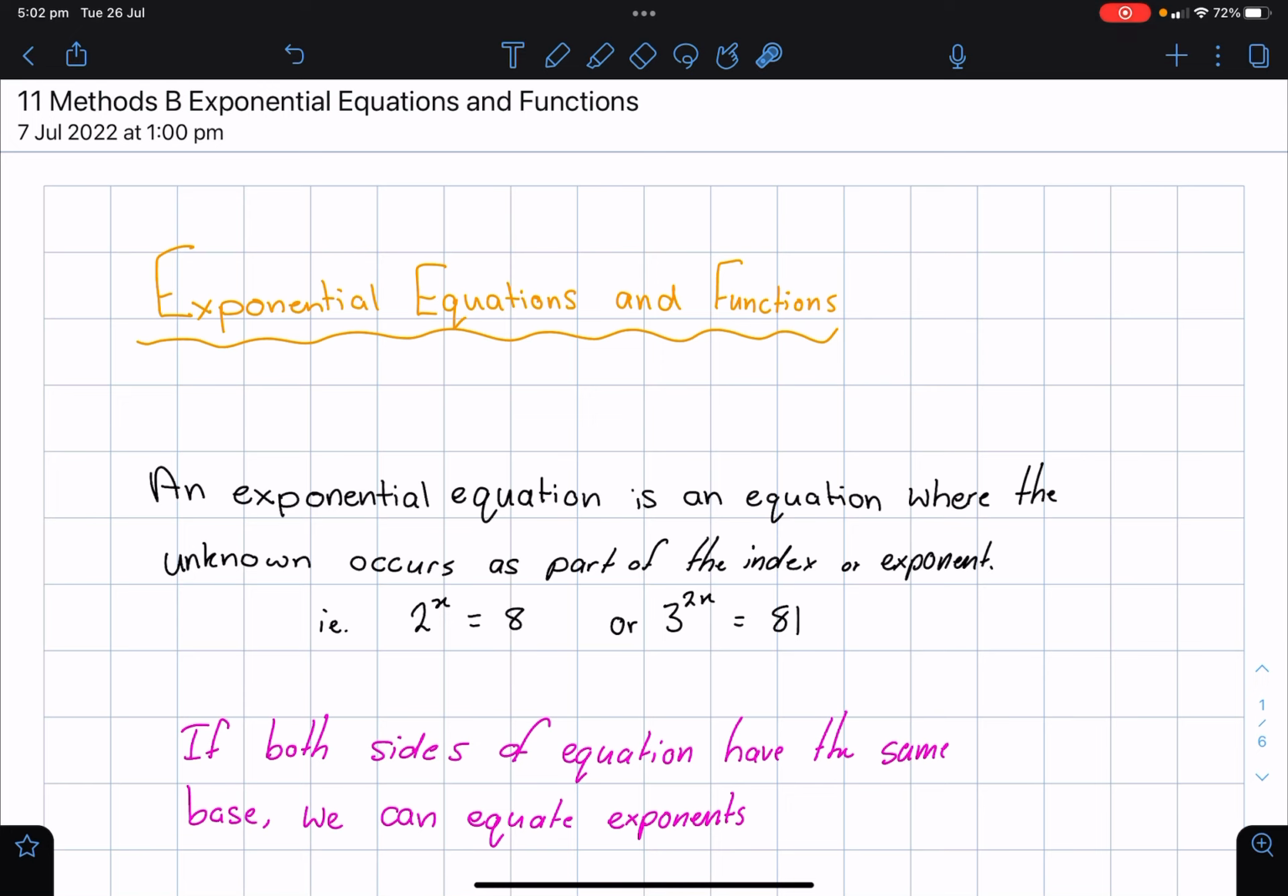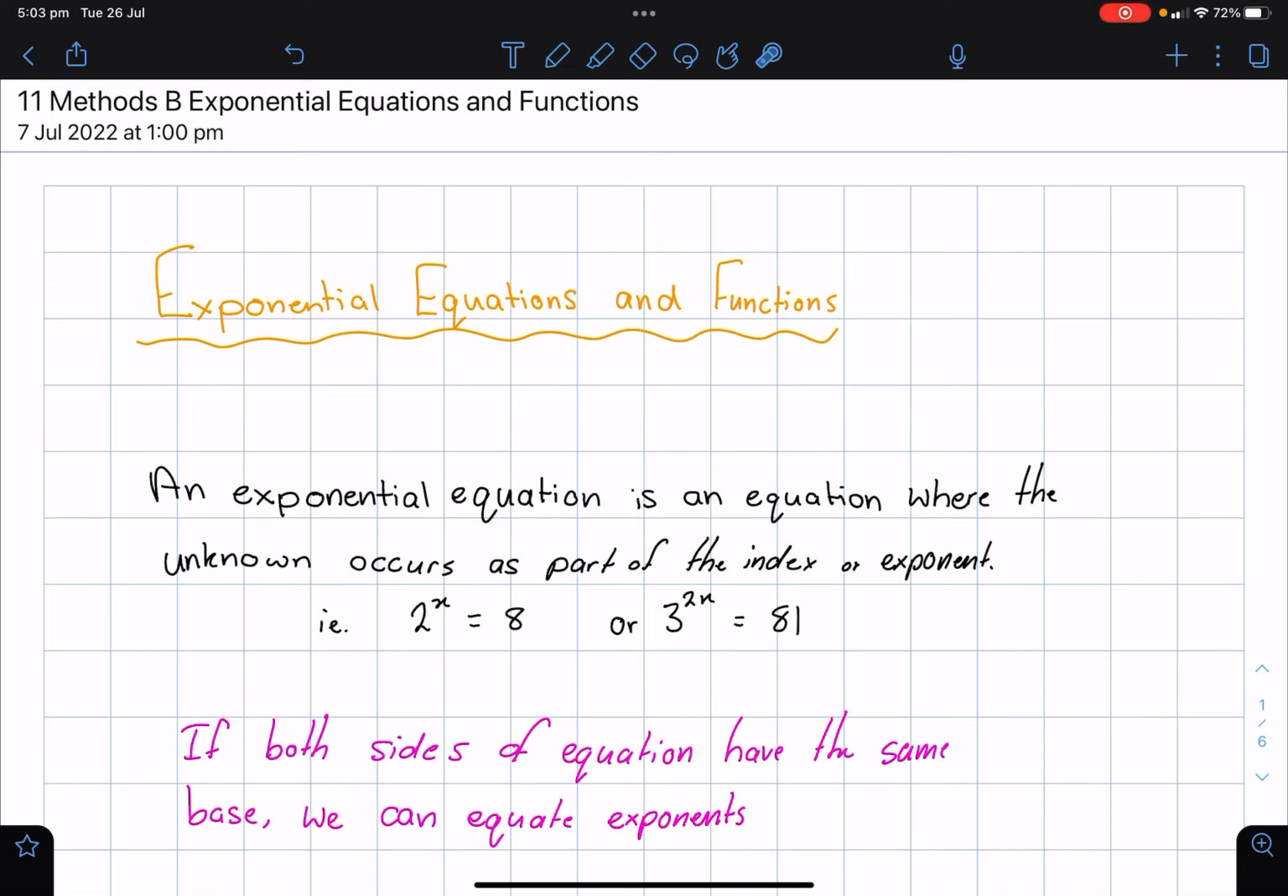We've been doing a whole heap of work with our index laws and expanding and factorizing expressions with indices involved, which is a little bit trickier than what we're probably used to, but it's all leading to this big idea of something called exponential equations and functions.